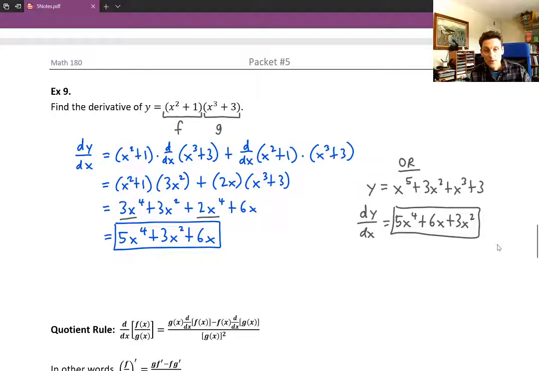All right, in the next part, we're going to look at the quotient rule, which will tell you how to take the derivative of the quotient of two functions, and you can take a peek at it down below there.